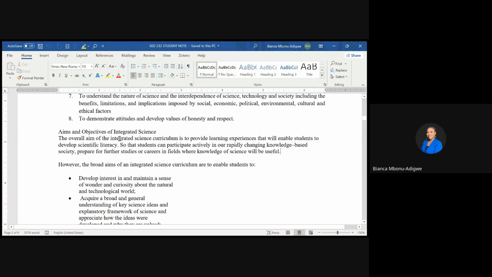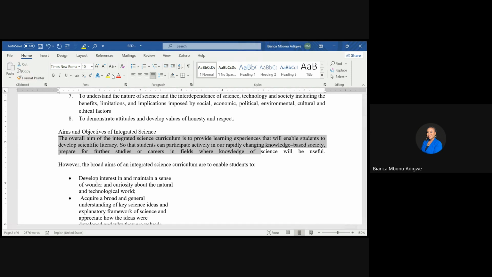So why do we have integrated science curriculum? The major overall aim of the integrated science curriculum is to provide learning experiences that will enable students to develop scientific literacy. Learning experiences. The overall aim is to provide learning experiences that will enable you and I to develop scientific literacy. What is scientific literacy? Knowing science.